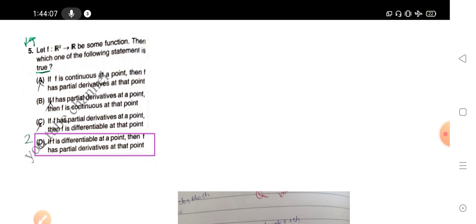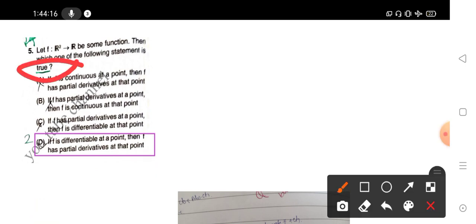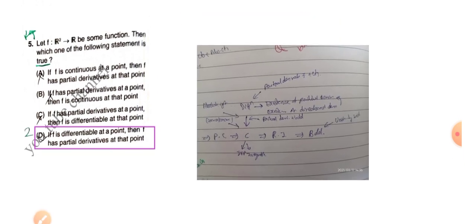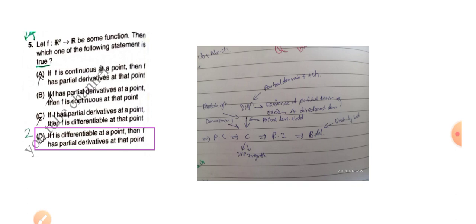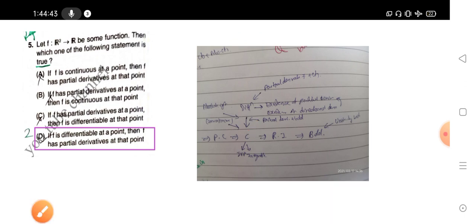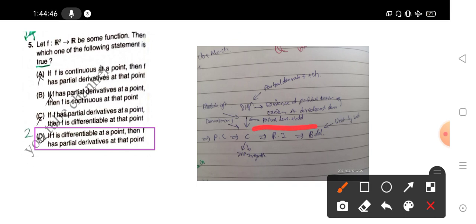Next question: let f from R2 to R be a function, then which one of the following statements is true? Here, one statement is true; the other 3 statements are false. Now check option A: if f is continuous at a point, then f has a partial derivative at that point. Continuous does not imply partial derivative. This is not true, because partial derivatives existing and bounded imply continuity, but the converse is not true, therefore option A is wrong.